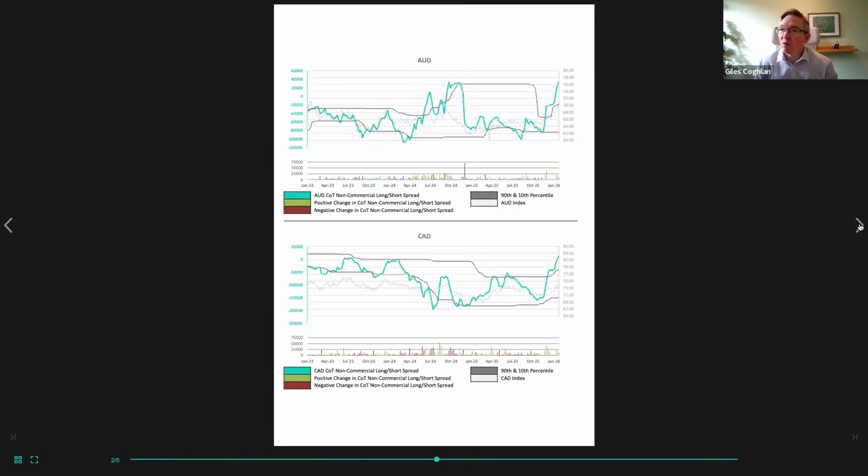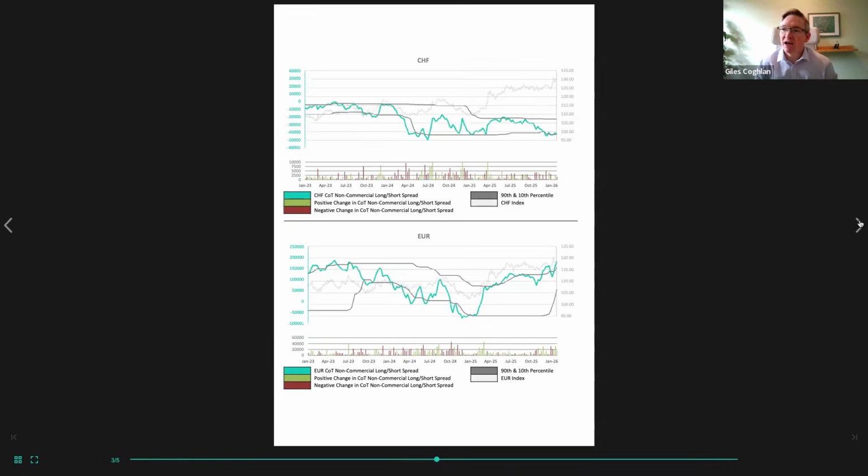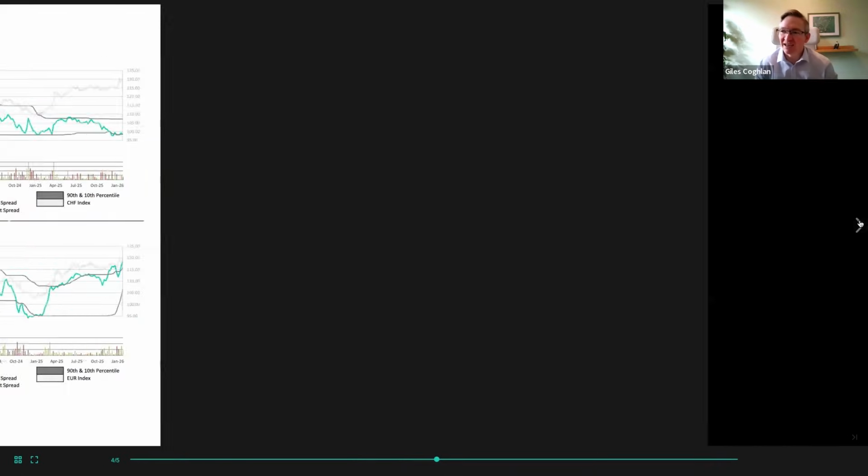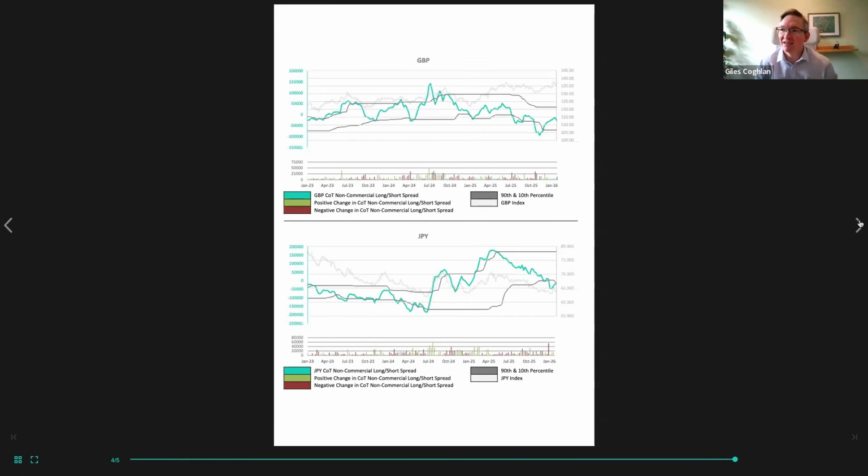But what you're looking for is positions that are really overstretched. So here, Aussie dollars long, CAD dollar long. What you're looking for is a sudden reason to sell the Aussie or the CAD, because you know all those longs have to unwind. That's the way I use it. And usually you can just tell where markets are at.